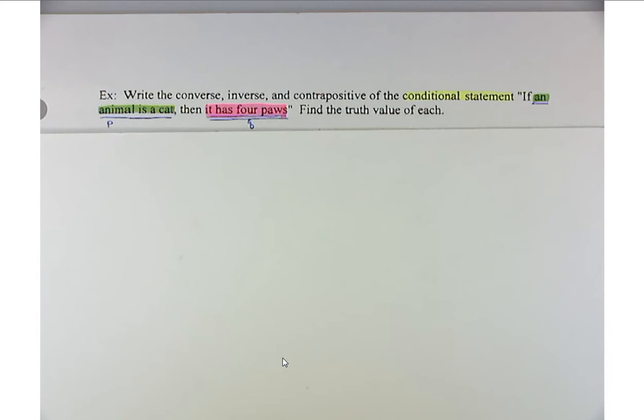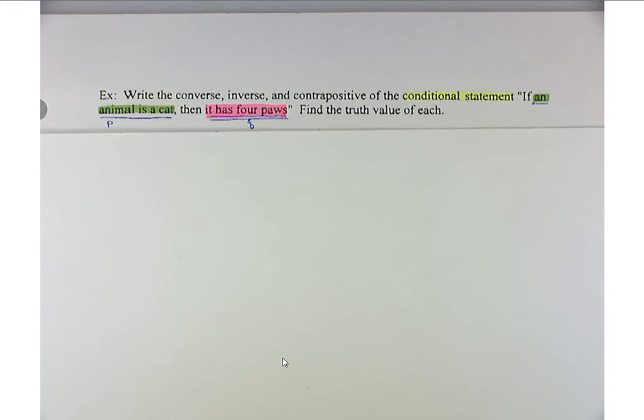So, Avery, you want to tell me what you wrote for yours? If it has four paws, then it is a cat. Okay, so if it has four paws, then it is a cat. That would be okay. I only said okay because you said it twice. You should have somewhere that it's a what? It's an animal, yes. Now, if it has four paws, then the animal is a cat.